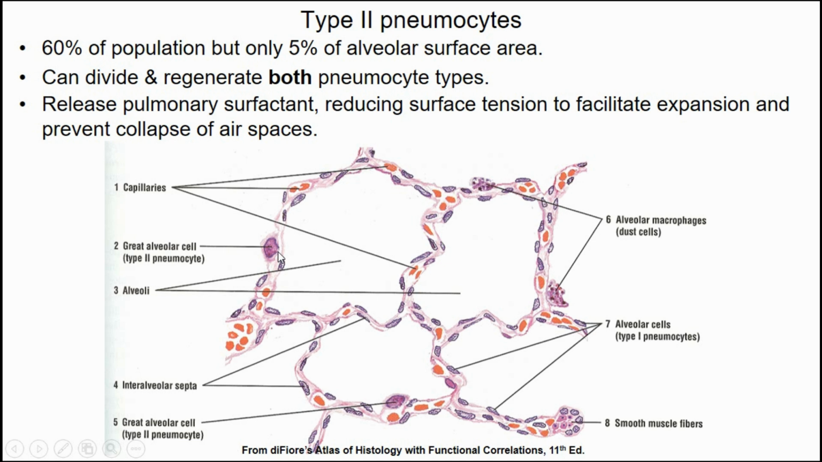These cells are the stem cell population for type 1 pneumocytes, and they can also divide to create more type 2 pneumocytes. But in addition to being stem cells, in addition to creating new type 1s, they are also the cells that release surfactant. And surfactant is crazily important in lung function.